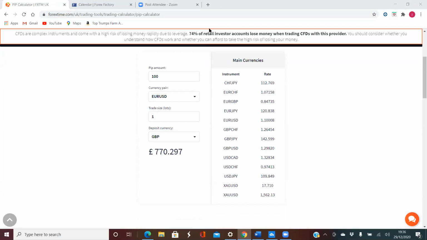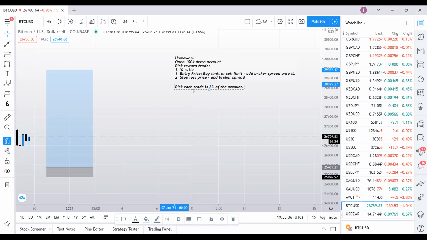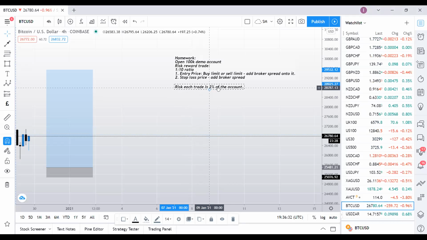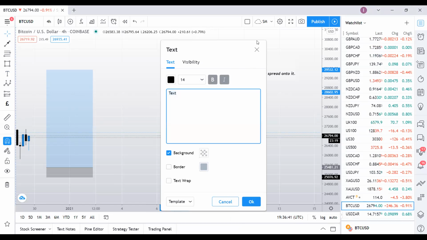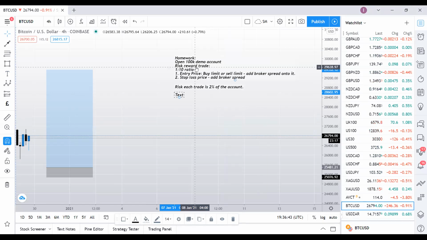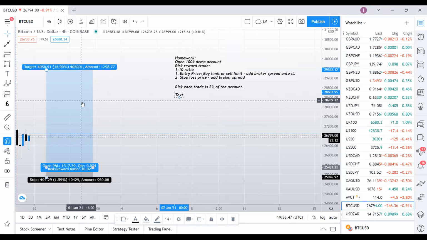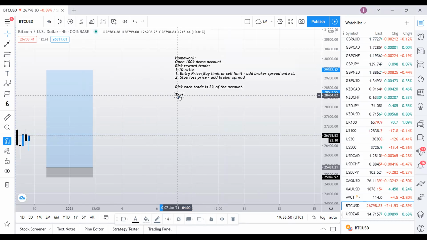Now we're going back to our screen. So our risk in each trade is 2% of the account. So in this particular trade, we've already identified the risk reward for this is 1 to 10. So this is what we're going to do when the trade comes into place.